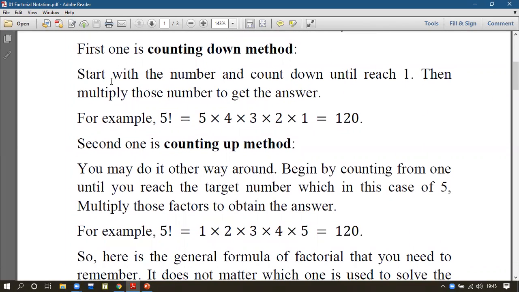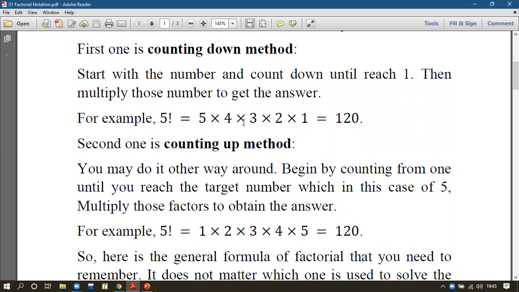For the counting down method, first we start with the number and count down until we reach 1. Then multiply these numbers and we get the answer. For example, we want to find the value of factorial 5. The value of factorial 5 is 5 into 4 into 3 into 2 into 1, and after multiplying all these numbers, we get 120.